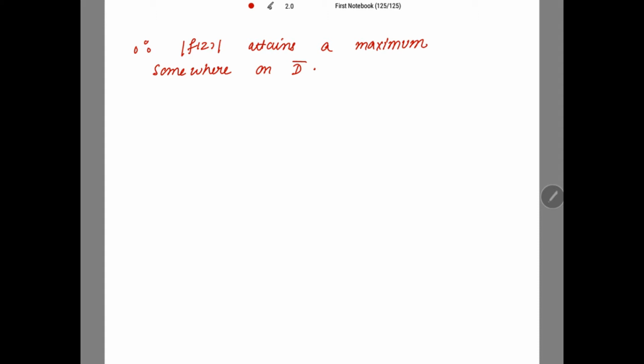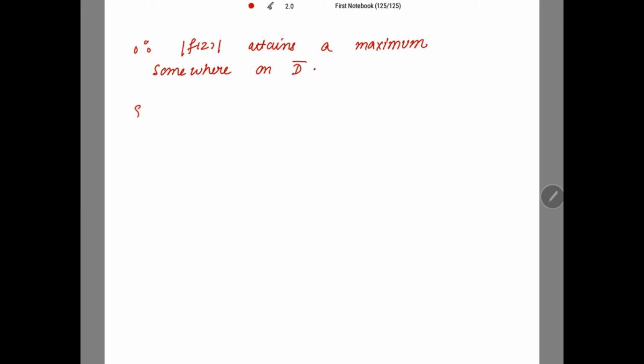Now, by the first form of the maximum modulus theorem, a maximum cannot occur at an interior point unless the function is constant. Until your function is constant, you cannot attain a maximum at the interior. So the maximum will be attained only on the boundary. This we have to prove. So it is now stated.